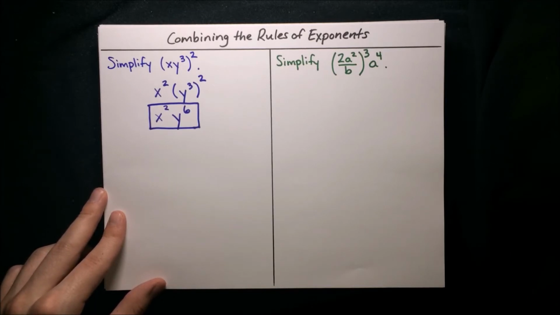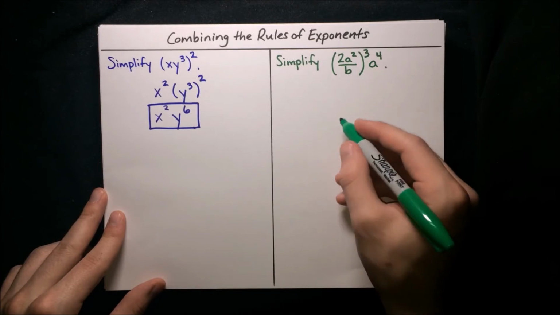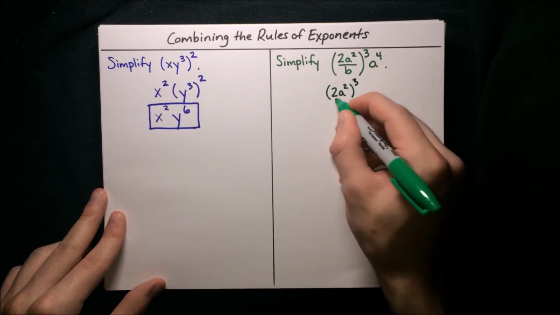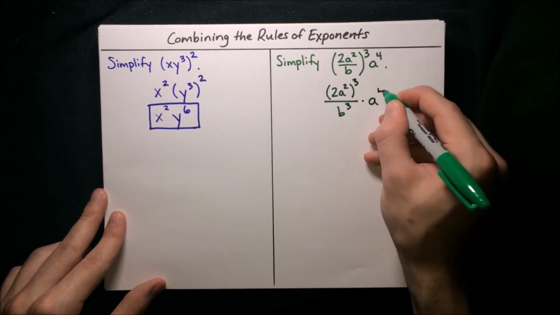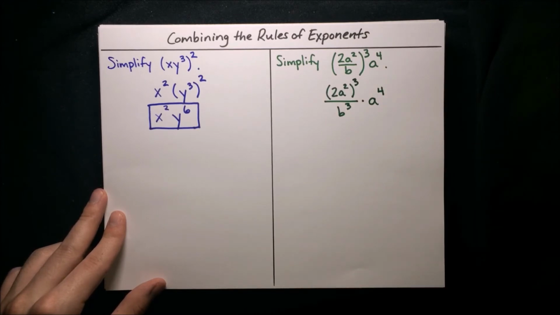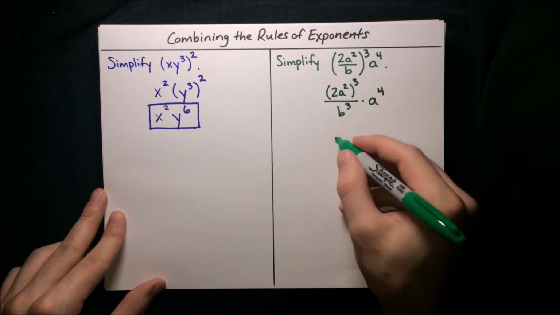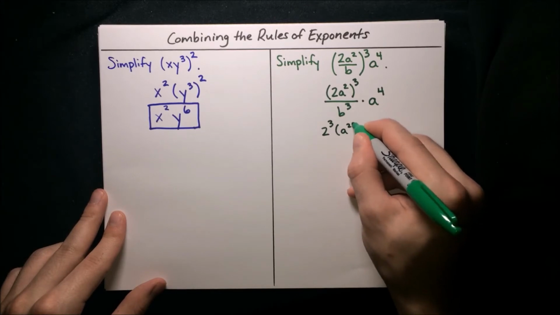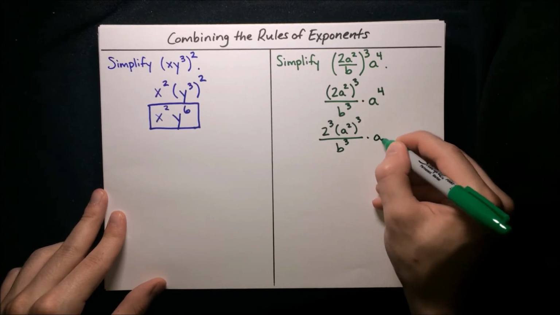So off the bat, we can use the power of quotient rule and bring this exponent of 3 to both the numerator and the denominator. So we'll write that as 2a squared to the third power over b to the third power, and then that's still times a to the fourth. Now in the numerator, we can use the power of product rule and just distribute that 3 over to the 2 and the a squared. So this will become 2 to the third times a squared to the third over b to the third, still times a to the fourth.